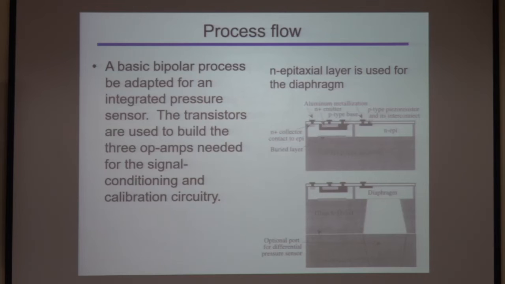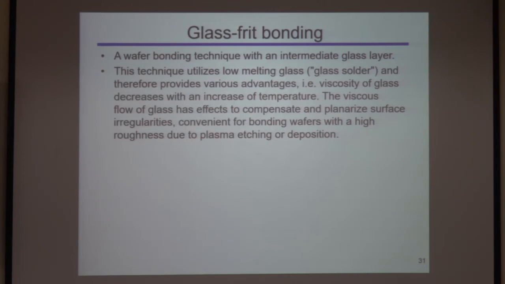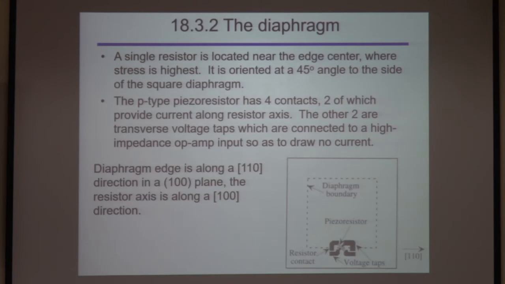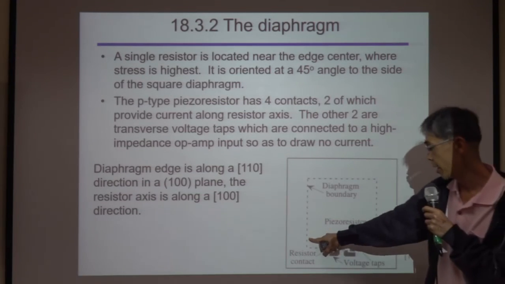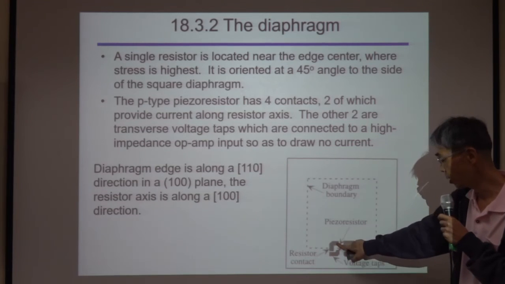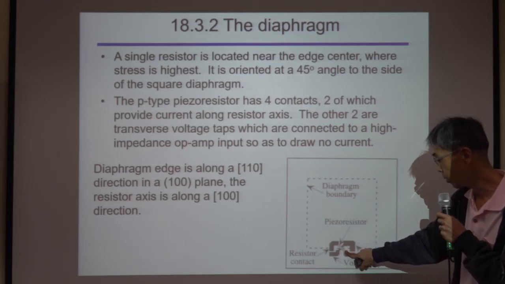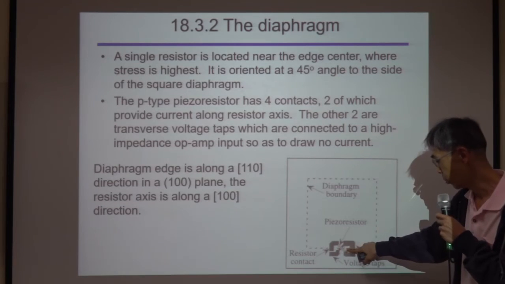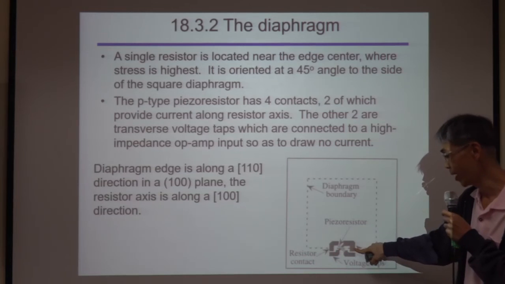Next page. Okay, next. Next. Okay, so this is the Motorola pressure sensor. This is the edge of the cavity. And the piezoresistor here, they only use one piezoresistor, at 45 degrees, inclined to the edge.